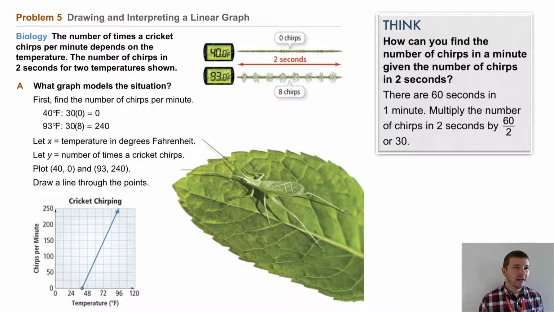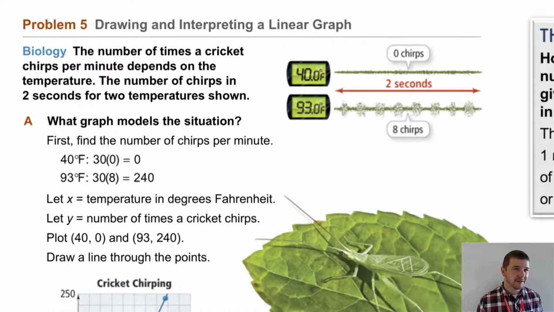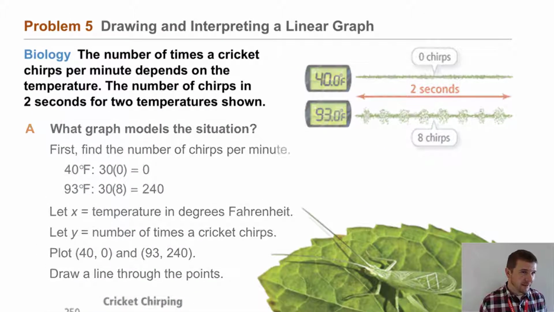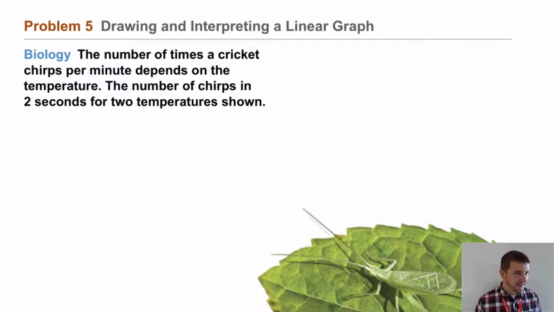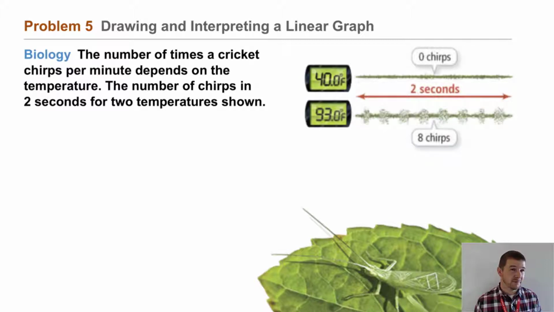Problem 5, drawing and interpreting a linear graph. This one's related to biology. The number of times a cricket chirps per minute depends on the temperature. The number of chirps in 2 seconds for two temperatures are shown here at the right.